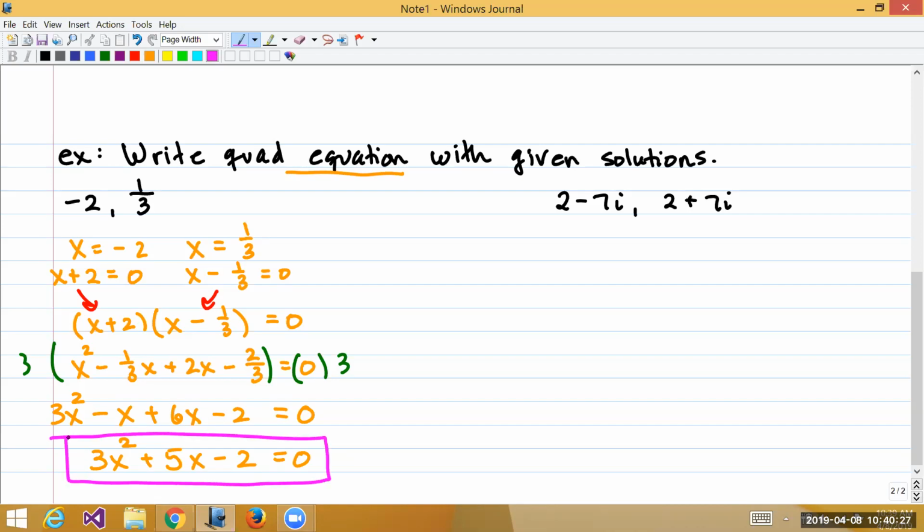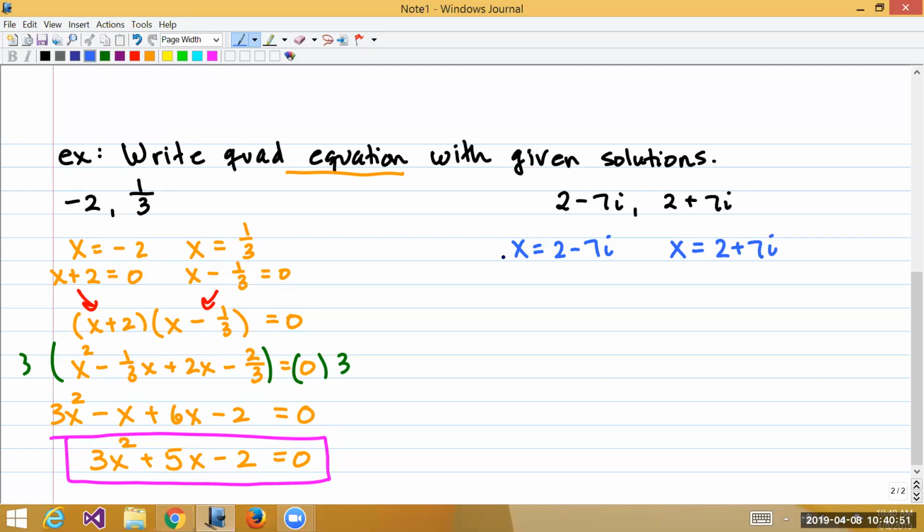Okay, let's do this one. Same thing. A lot of students get thrown off at the fact that this is a binomial. That does not matter. We still need to set each one of these equal to 0. So we'll do x equals 2 minus 7i, x equals 2 plus 7i.